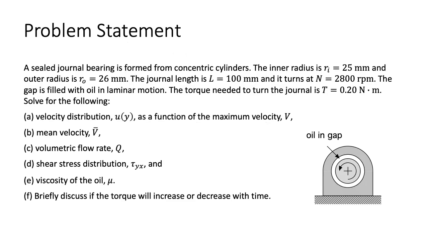A sealed journal bearing is formed from concentric cylinders. The inner and outer radii are 25 millimeters and 26 millimeters, respectively. The journal length is 100 millimeters, and it turns at 2800 RPM. The gap is filled with oil in laminar motion. The torque needed to turn the journal is 0.2 Newton meters.